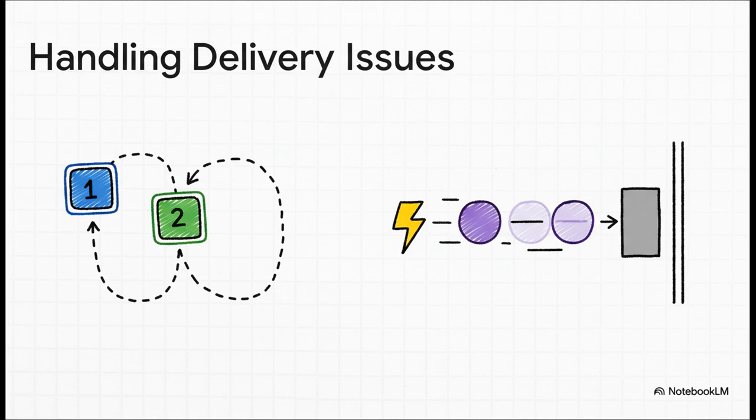First off, the arrival order is not guaranteed. You might get an order shipped notification before you get the order created one. It happens. You'll need to use the timestamps inside the payload to put things back in the right order. And second, the same event might get sent to you more than once, especially if the sending service has a hiccup and thinks its first attempt failed.